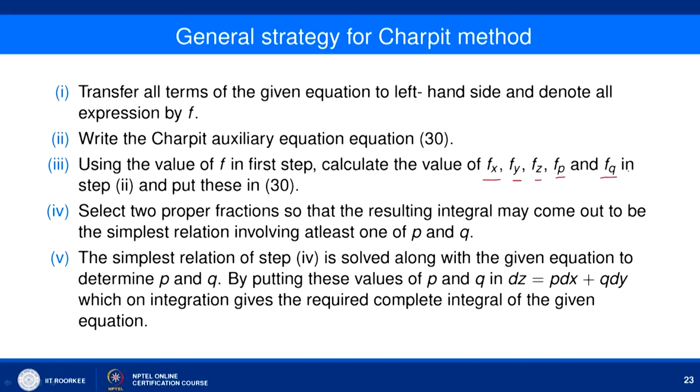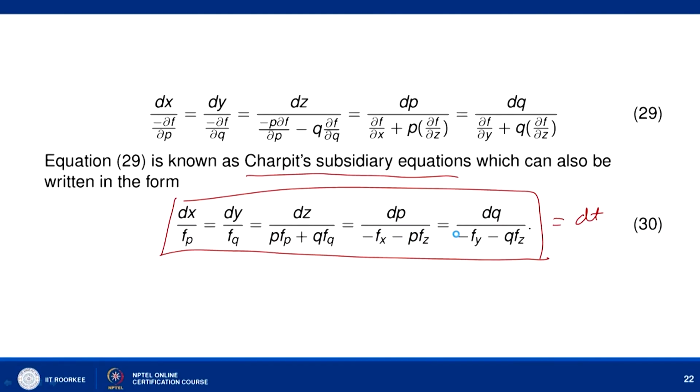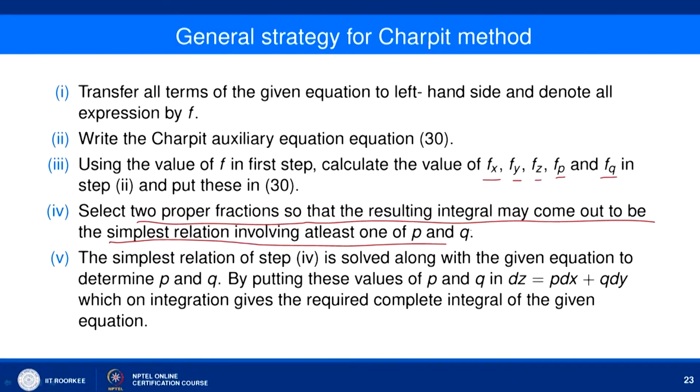Then this is a very important step: select two proper fractions so that the resulting integral may come out to be the simplest relation involving at least one of p and q. Out of this set there are 1, 2, 3, 4, 5 fractions, and you choose at least 2 so that we can get a simpler expression for p or q. So, once we have an expression for p or q, use the equation: the simplest relation of step 4 is solved along with the given equation to determine p and q. The given equation means f(x, y, z, p, q) equal to 0.